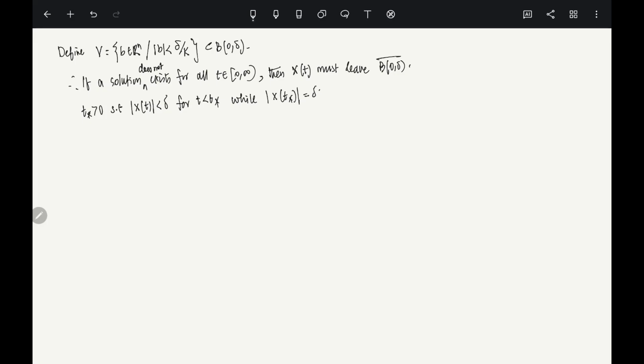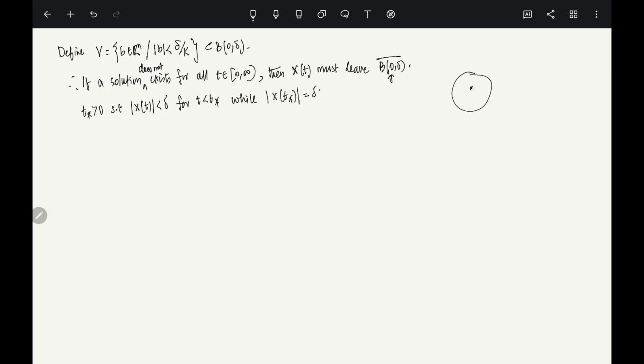Now, as the solution does not exist for all time t, that's our assumption. We have to prove it exists for all time t, so we are assuming that, let's say, it does not exist. In that case it starts from 0, and it is not contained in that compact set, because if it were contained, it would have to exist for all time t. So it has to leave the compact set. Now, if it is leaving the compact set, there is some time t equals t star where it has to touch the boundary.